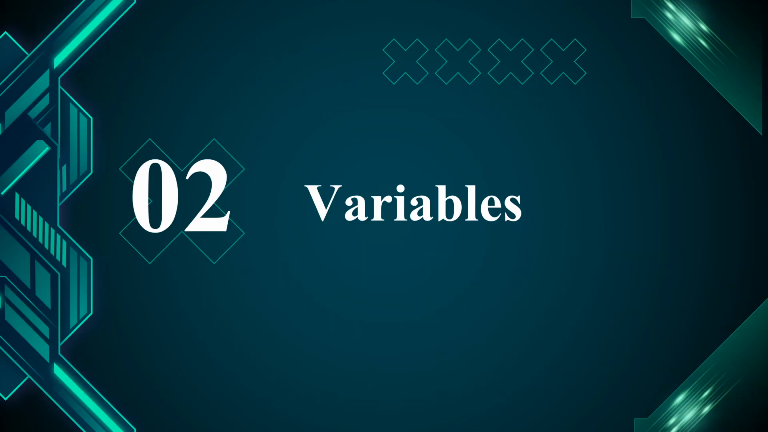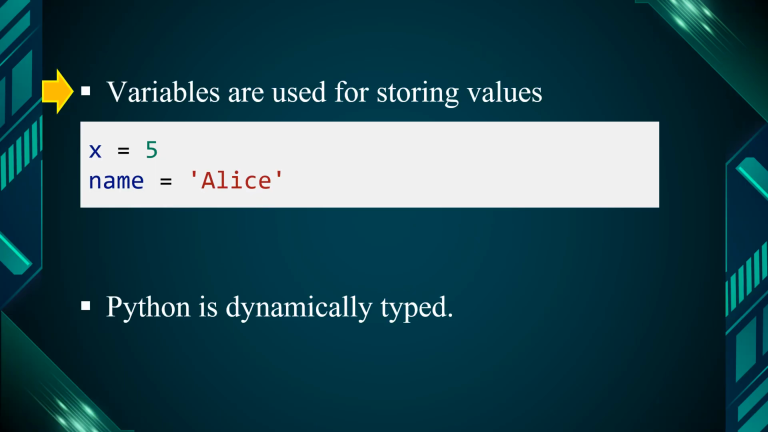Let's talk about variables, one of the most fundamental concepts in programming. Variables are used for storing values. In Python, creating a variable is as simple as writing a name, followed by equals, and then assigning a value. What makes Python special is that it's dynamically typed. This means you don't need to declare a variable type like int or string. Python figures it out based on the value you assign. This flexibility makes Python very user-friendly for beginners.